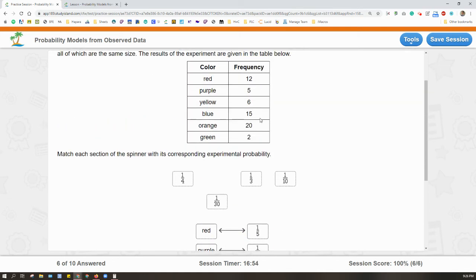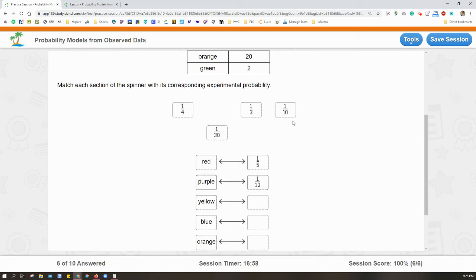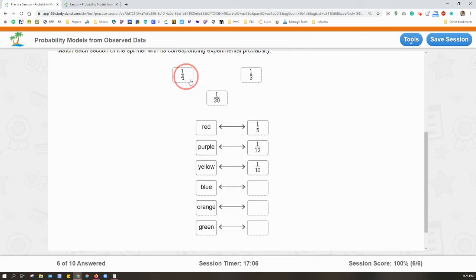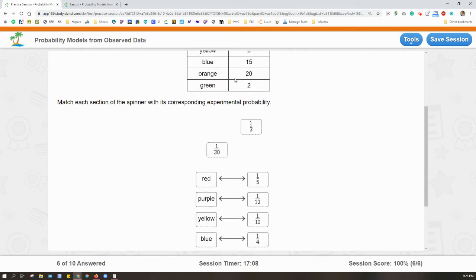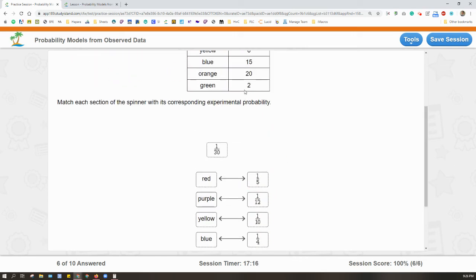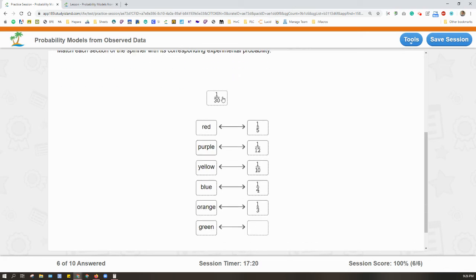Next one, yellow. Yellow was 6 out of 60. 6 and 60 both divide by 6. That becomes 1/10. Blue, 15 out of 60. They both divide by 15. That's 1/4. Orange, 20 out of 60. 20 and 60 both divide by 20. 20 divided by 20 is 1, and 60 divided by 20 is 3. And finally, green, 2 out of 60. Both divide by 2. 2 divided by 2 is 1, and 60 divided by 2 is 30.